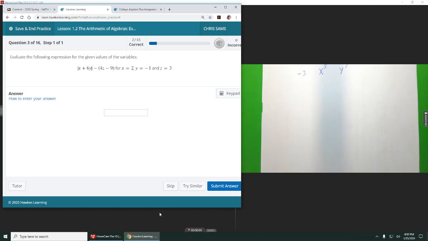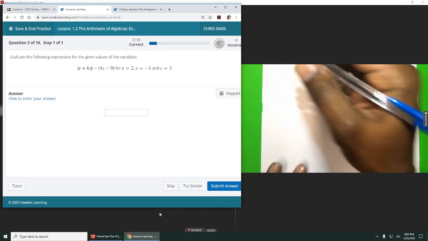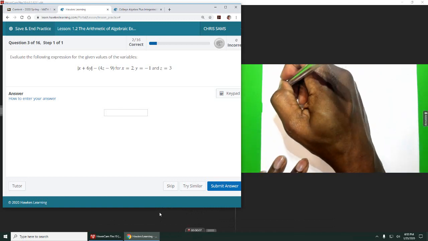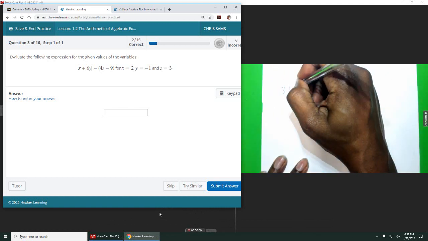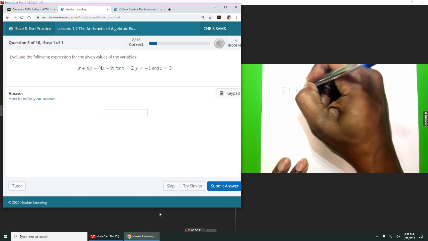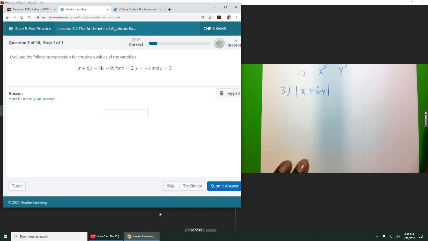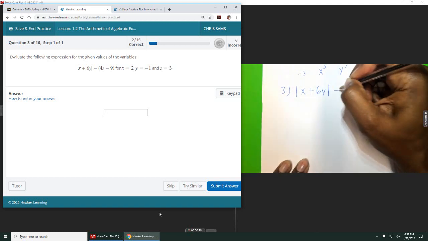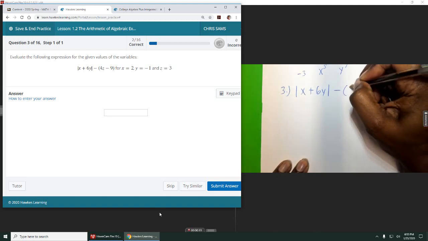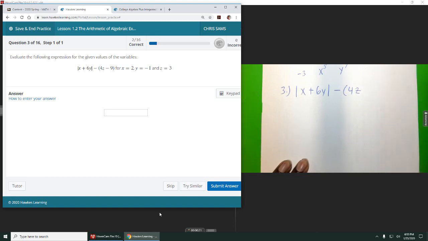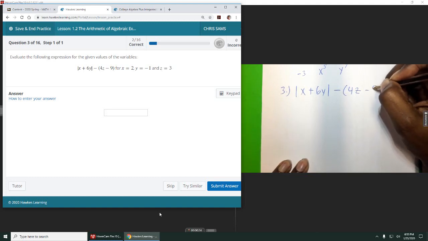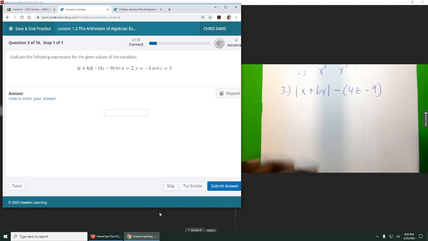Okay, problem number 3. This one just wants us to evaluate the expression that's given. And we start out with the absolute value of x plus 6y, close absolute value, and then minus, open parentheses, 4z minus 9. Okay. So this is the expression that we want to solve.